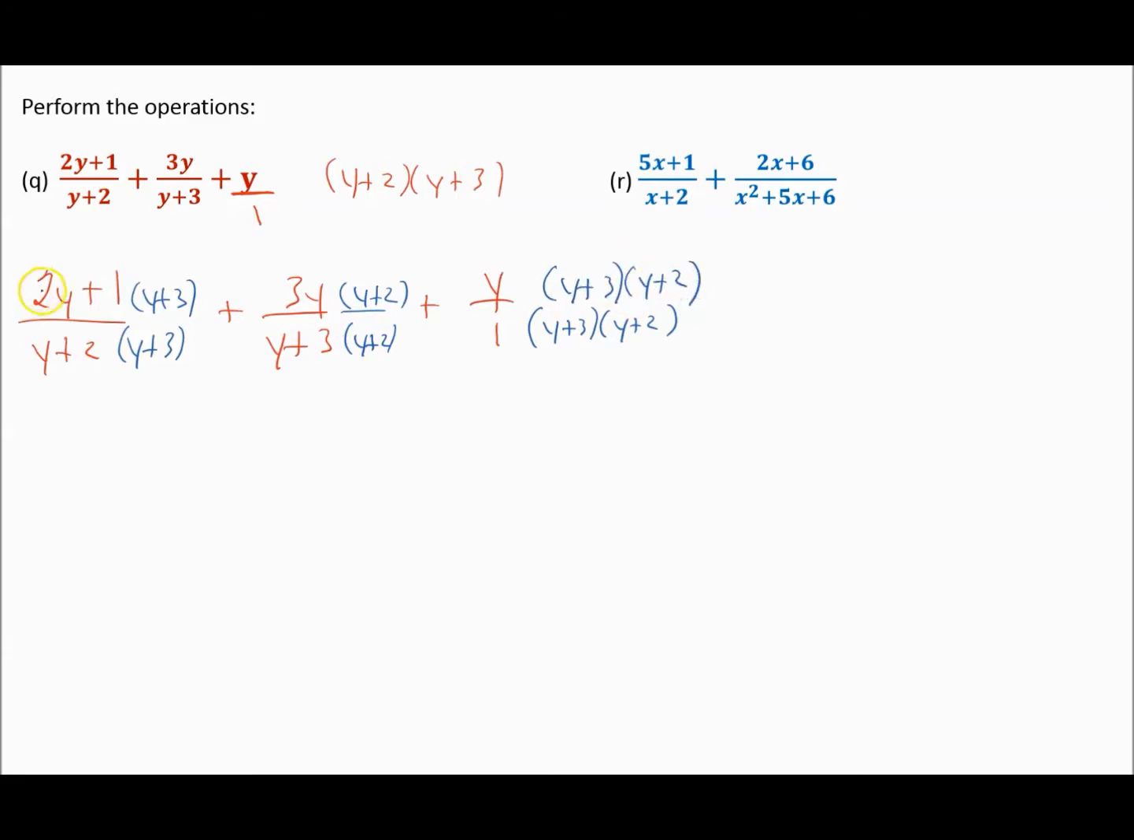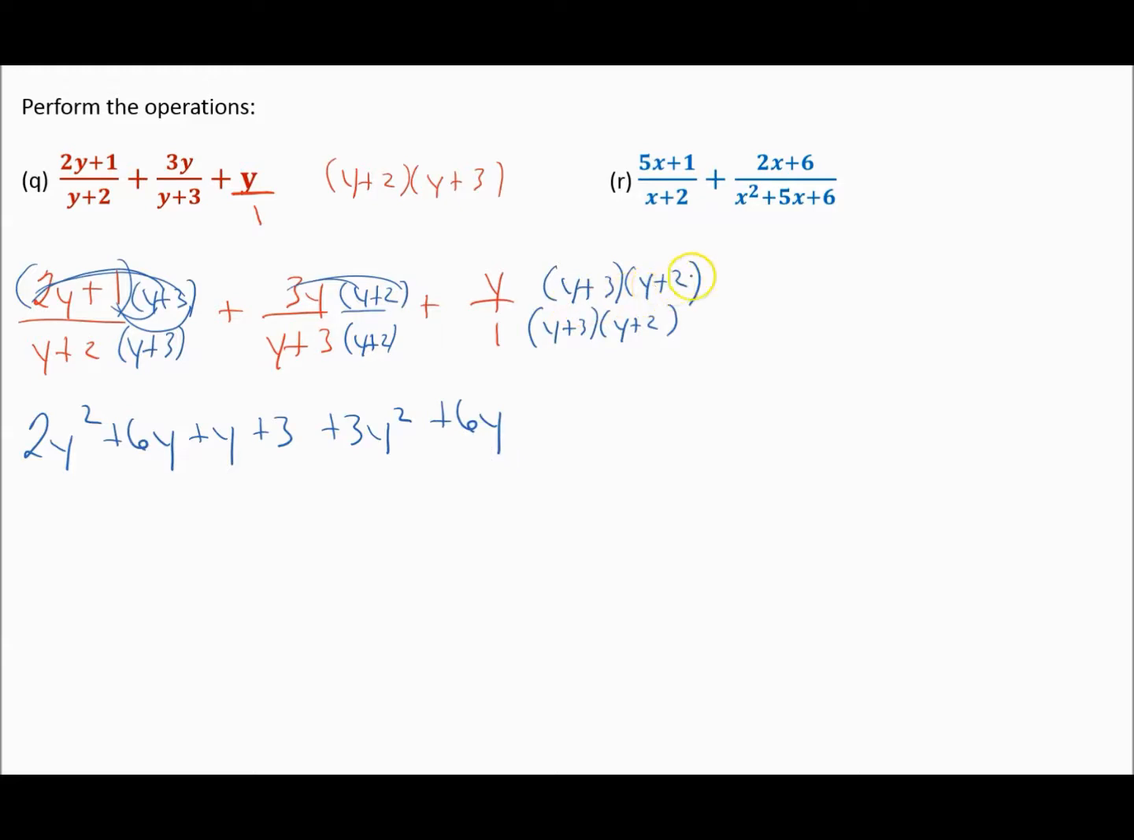Alright, so here I distribute. And remember, think about there's parentheses around this. So 2y times y is 2y squared. 2y times 3 is 6y. 1 times y is plus y. And 1 times 3 is plus 3. That is just that numerator. Here I distribute. 3y times y is 3y squared. 3y times 2 is plus 6y.